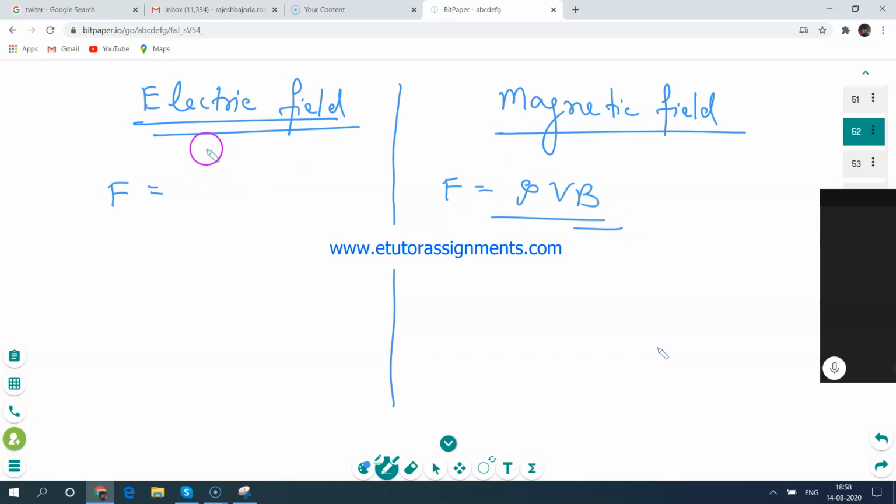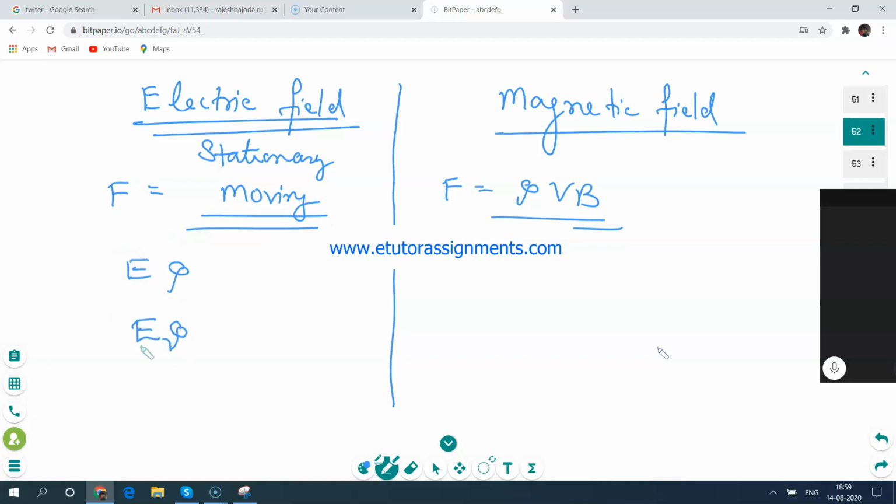But for an electric field, whether stationary or moving, no matter. Always, if it is moving, the force will be EQ. If it is stationary also, it will be EQ. Okay. Is it clear? Yes, sir.